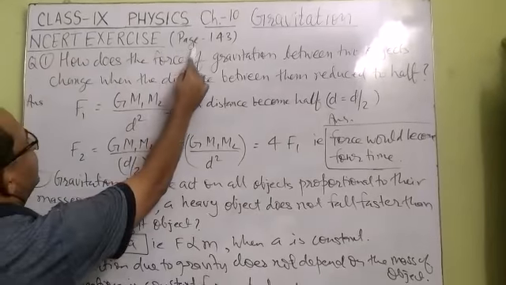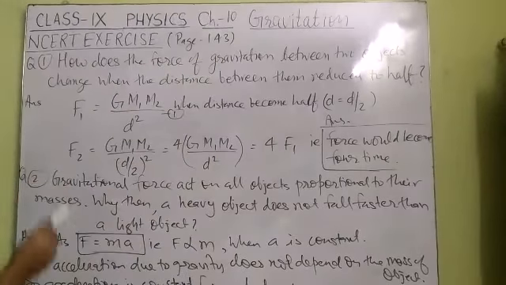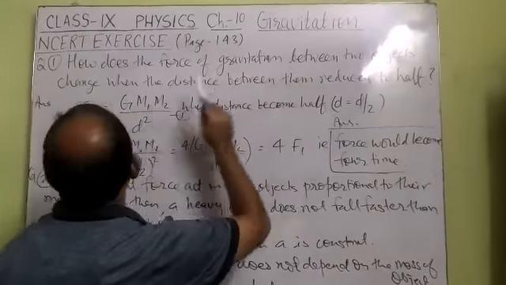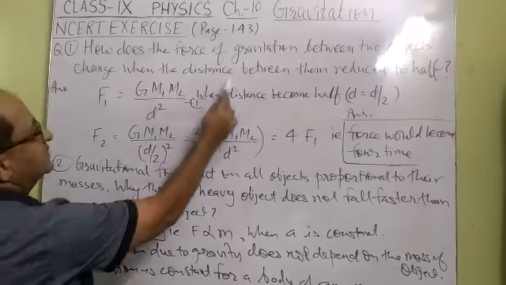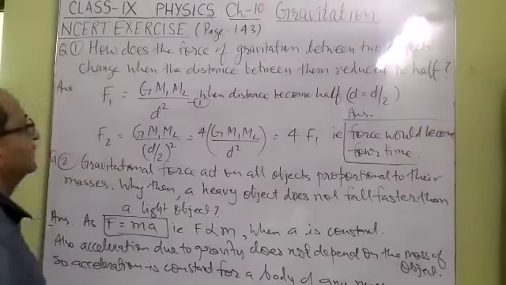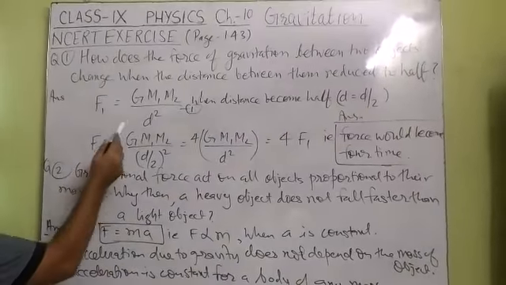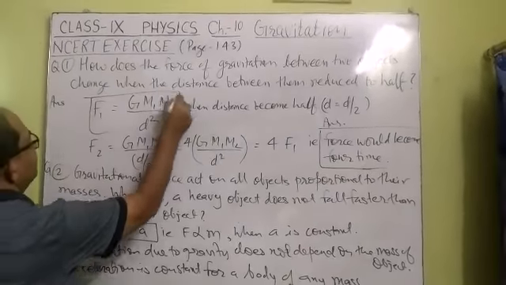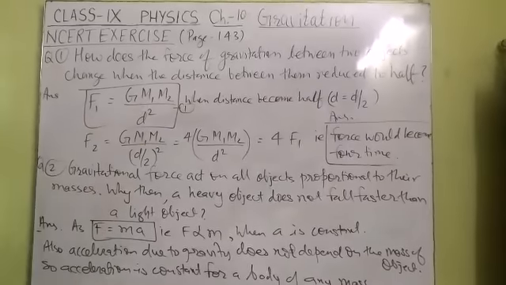NCERT exercise at page 143. Question number 1. How does the force of gravitation between the two objects change when the distance between them is reduced to half? Suppose the distance between the objects is d, then the force can be calculated by this formula: F is equal to G m1 m2 upon d square.